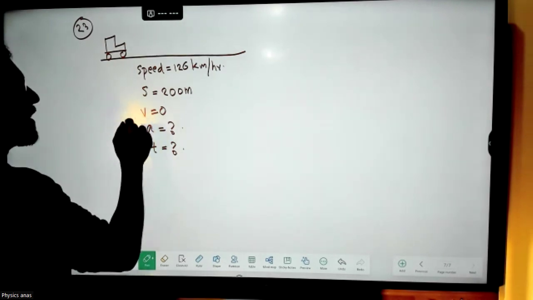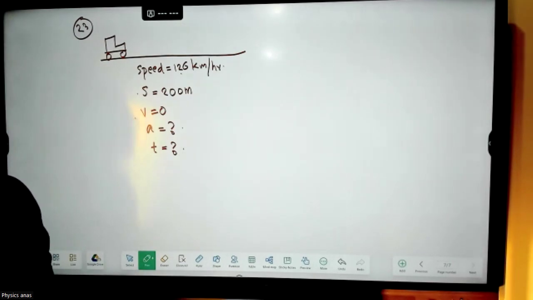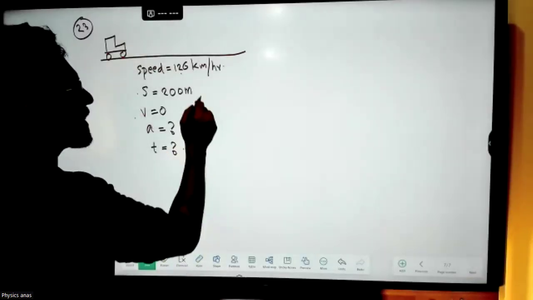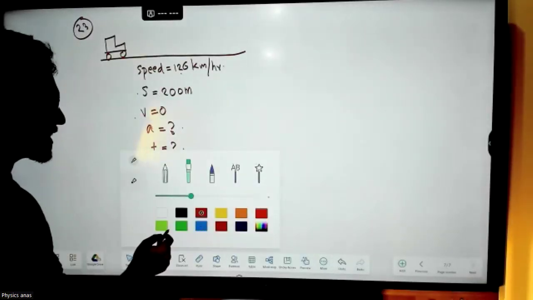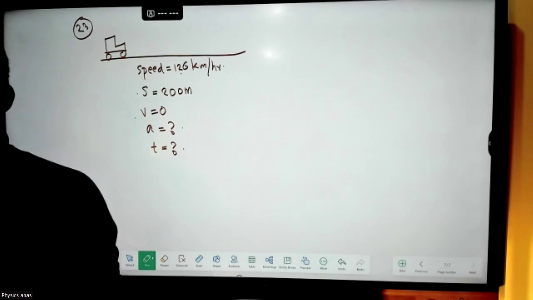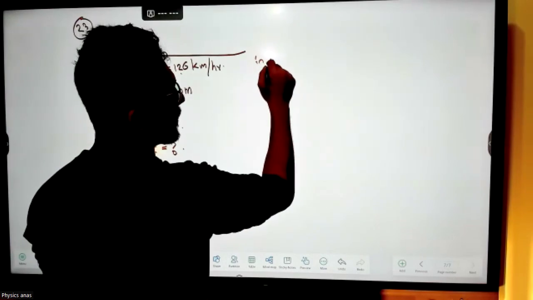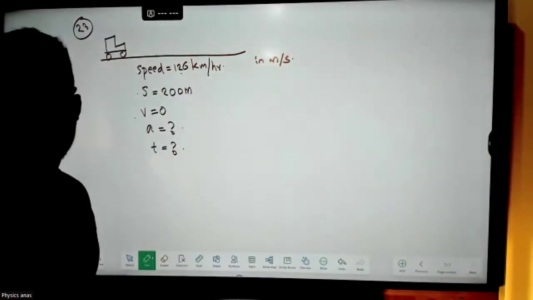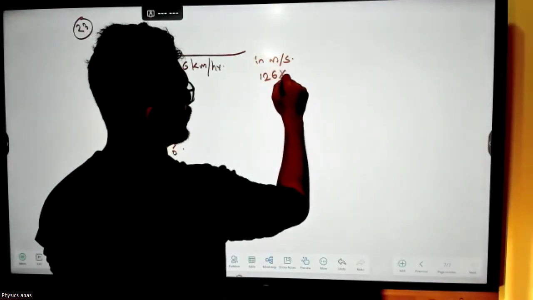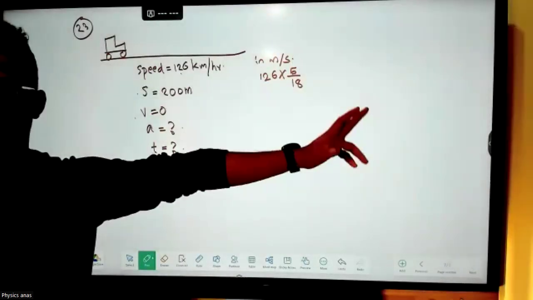We have V and S and speed also. Now, you can take this as velocity because this is in a straight line motion. But you cannot take this quantity directly because it is in kilometer per hour. You have to convert that into meter per second. How can you convert that? Just multiply that value with 5 by 18.